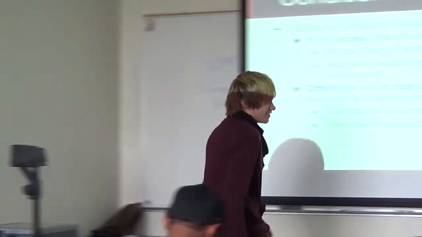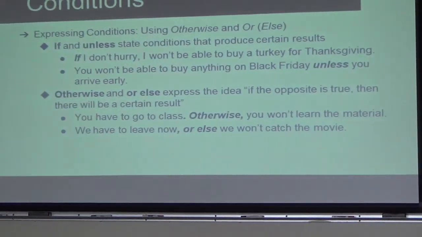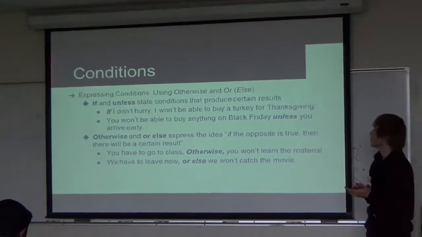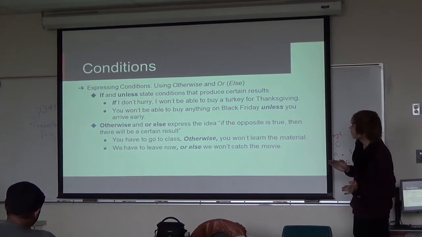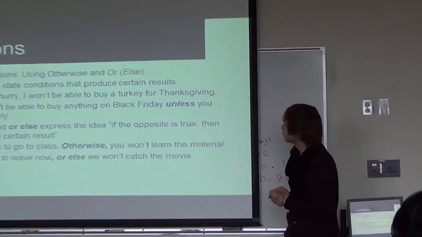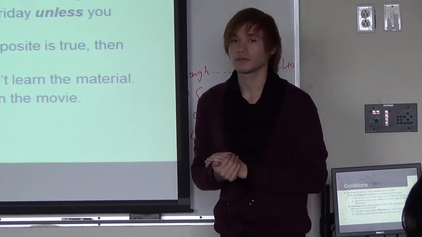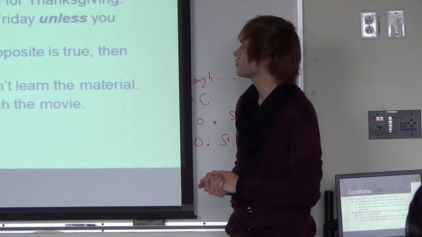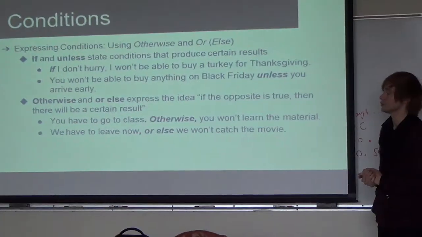All right. So then, let's move on to our next one, conditions, so we can get to our activity hopefully. That's the last one we went over: otherwise and or else. So if and unless state conditions that produce certain results. For example, the first one: I will be able to buy a turkey for Thanksgiving. Yes, and this is true. So if you still haven't bought your turkey, consider buying it soon.